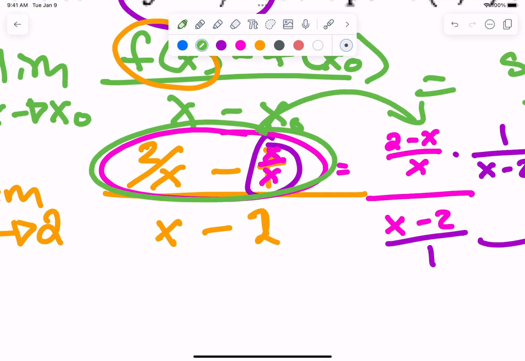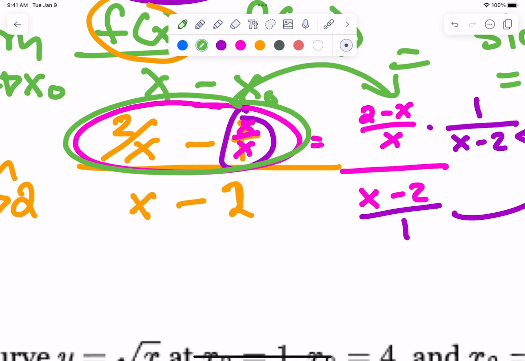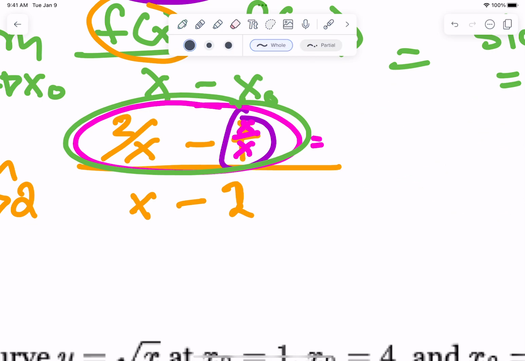I'm confused why it's x over x. Okay, let's back up. If you plug in 3 for x, it's going to be 3 over 3, which is always 1. You understand that? Oh, okay, because it's the same number. Yeah. We see how we got that? Yeah.